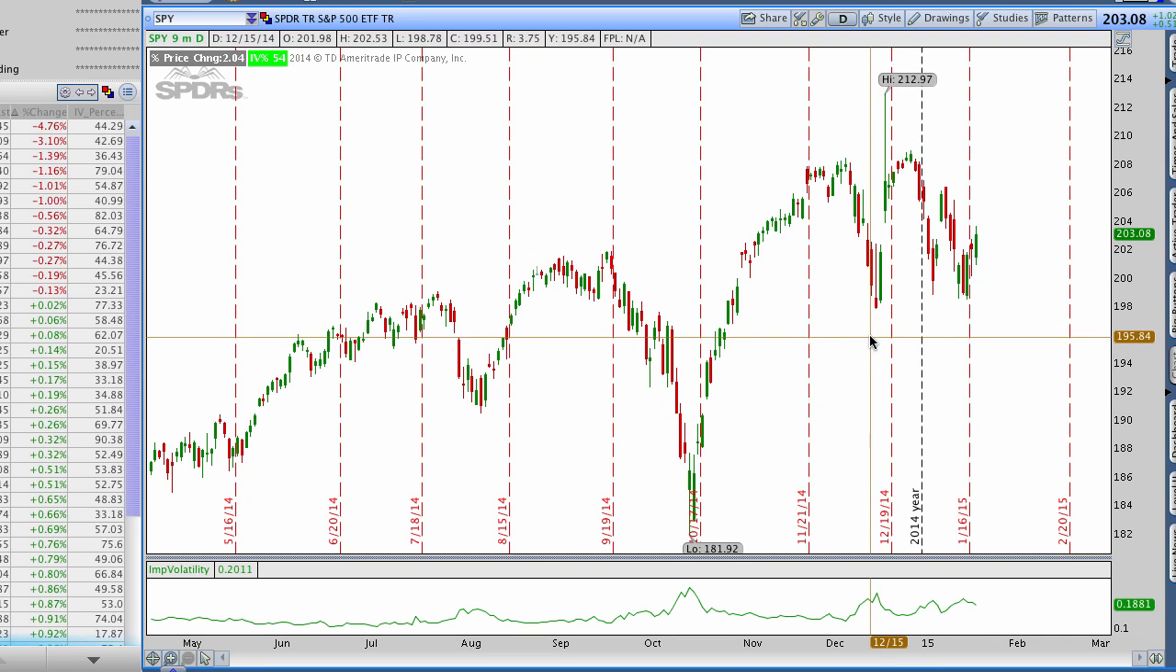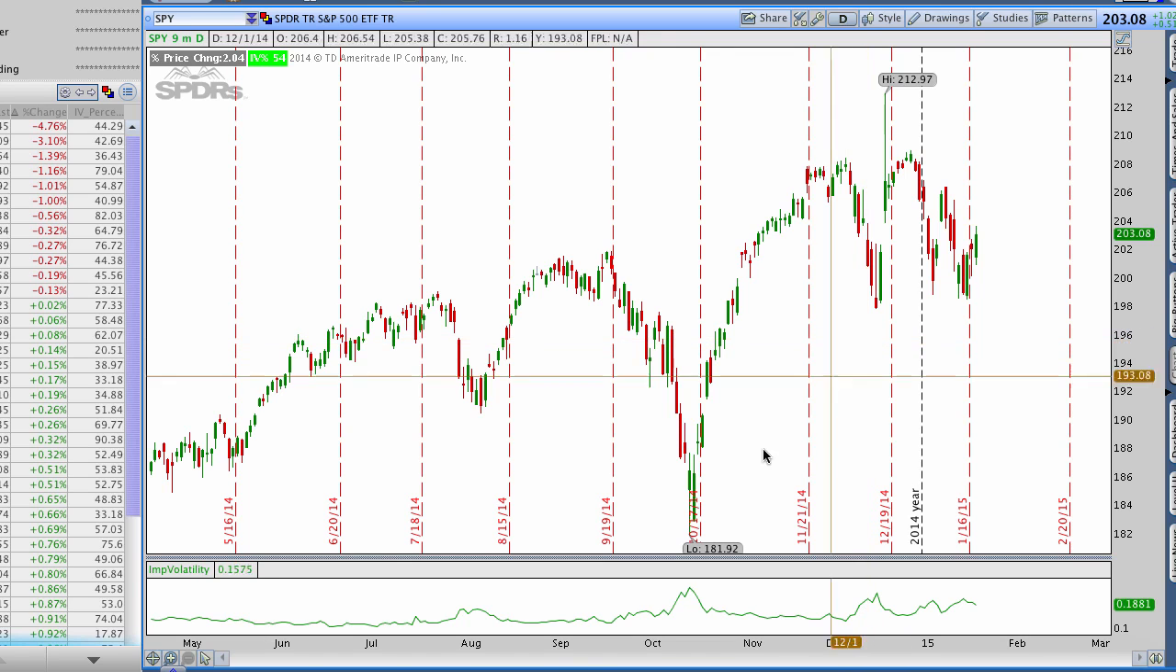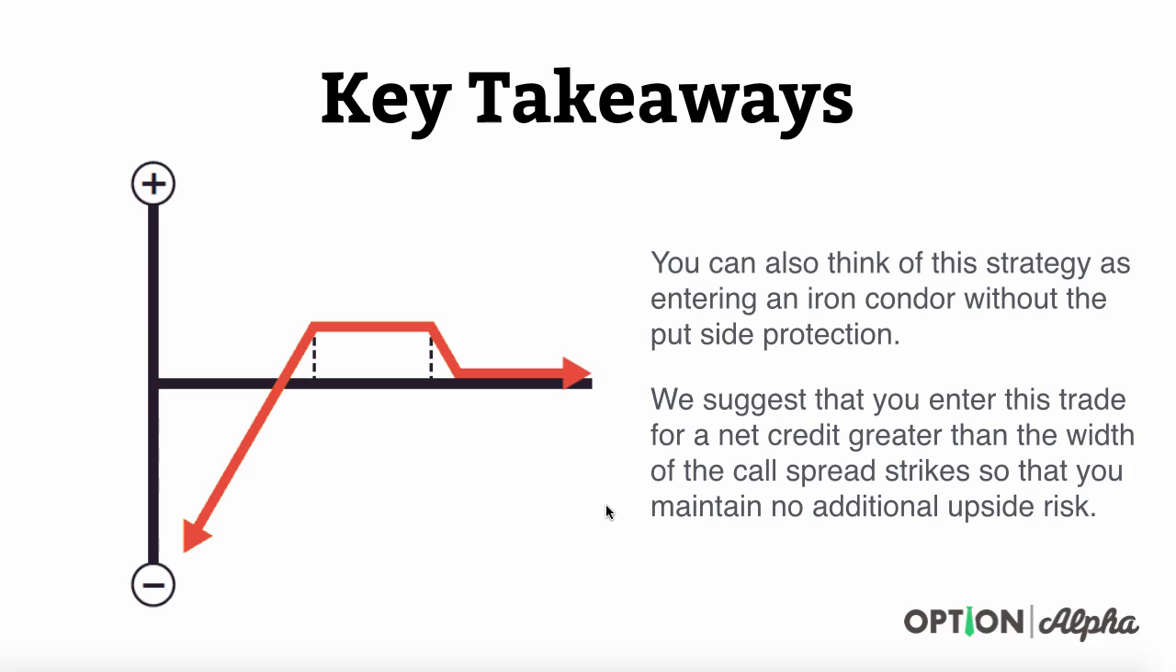But it's so important that you make these trades only when implied volatility is very high. A key takeaway for this strategy is that you can think of it as entering an iron condor without the put side protection, or that additional long put on the bottom side. We definitely suggest that you enter this trade for a net credit greater than the width of the call spread strikes, so that you maintain no additional upside risk, and it increases the likelihood that you make money on this trade.